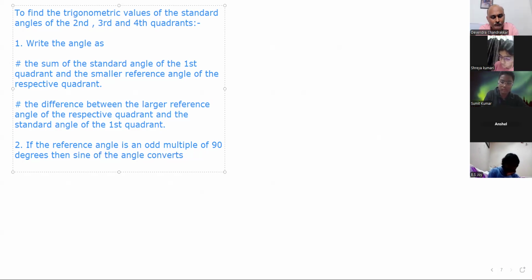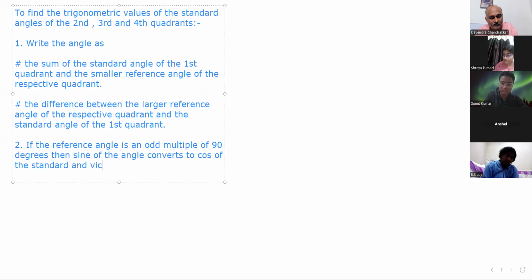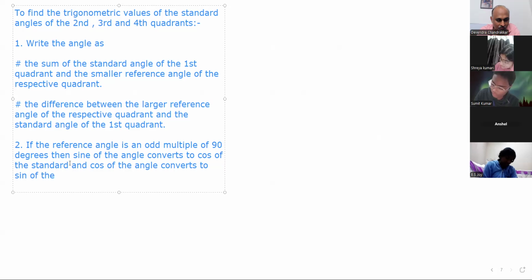converts to cos of the standard angle and vice versa. मतलब साइन कॉस में कन्वर्ट हो रहा है तो कॉस साइन में कन्वर्ट होगा. वाइस वर्सा की जगह पूरा ही लिख देता हूं इसका. And cos of the angle converts to sine of the standard angle.